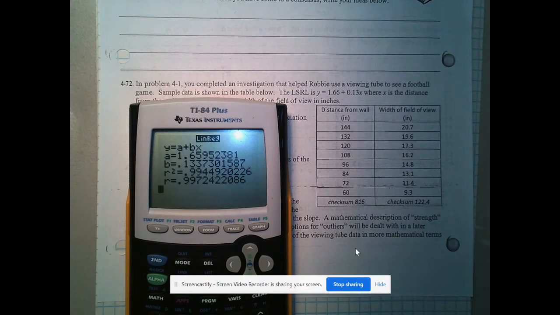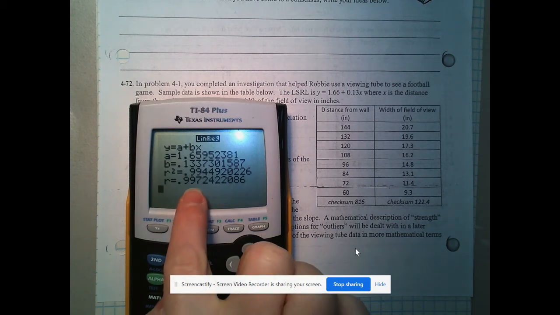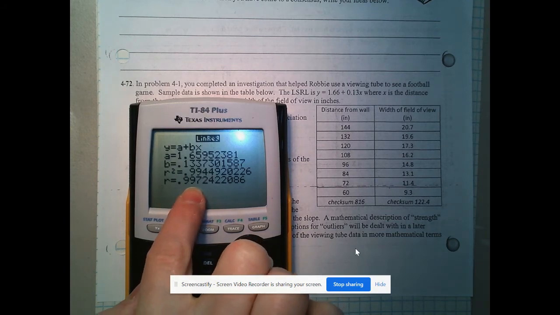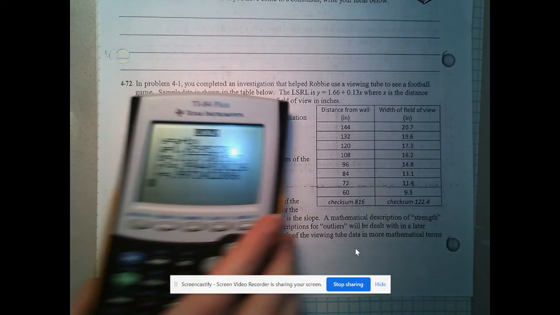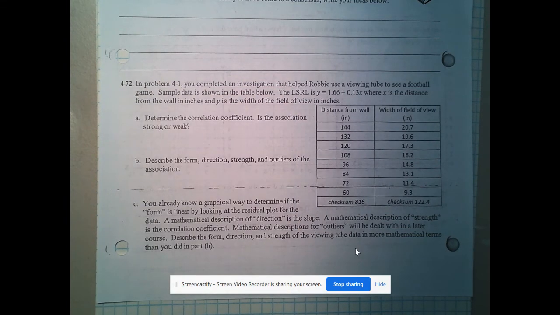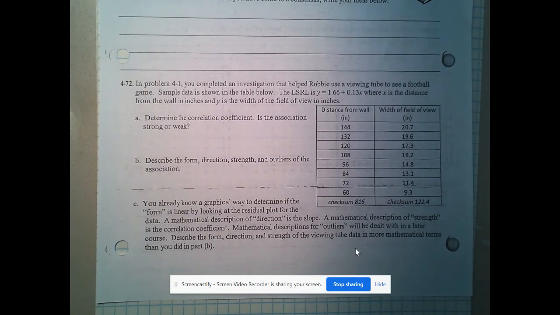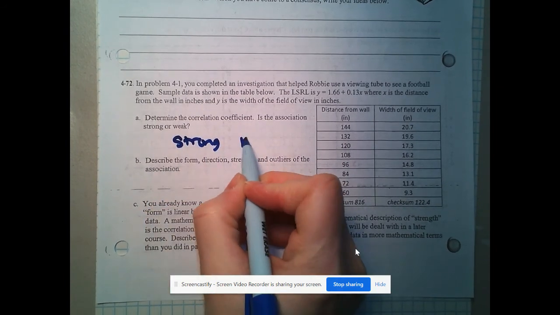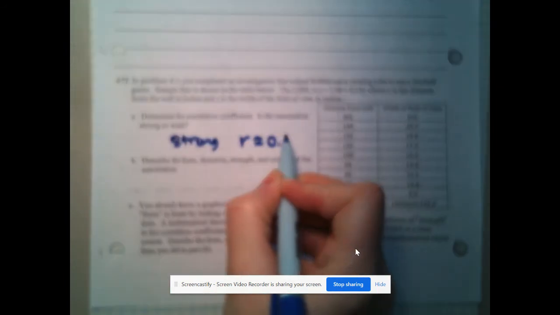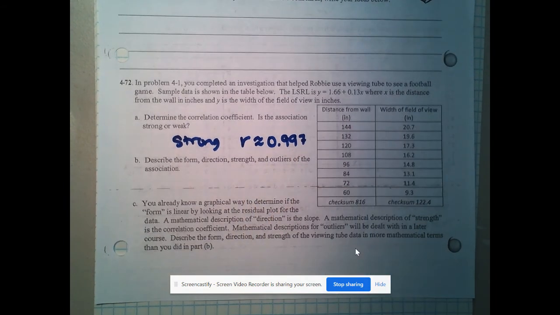If you turned your diagnostics on, you got an R value of 0.997, which is awesome. It is almost 1, meaning that it's almost perfect. We can also say that it is linear, and it's strong, it's positive, and from the graph, it didn't appear there were any outliers. So we would say first that it is strong. R is approximately 0.997. I did have to round.